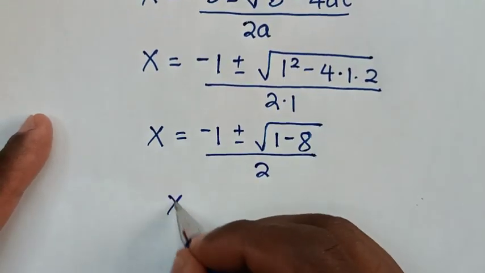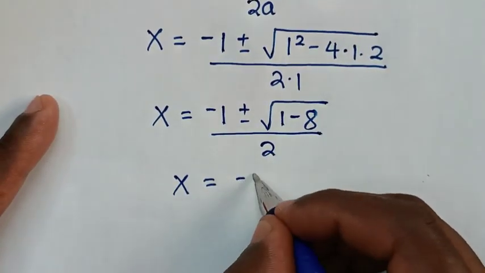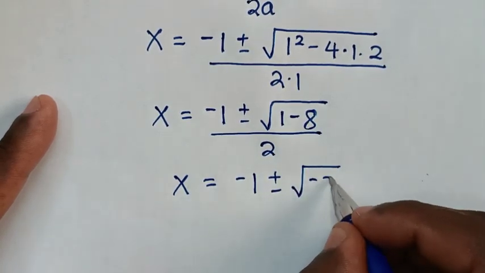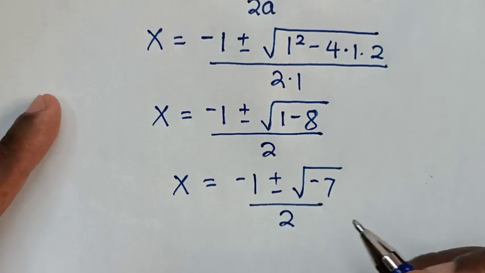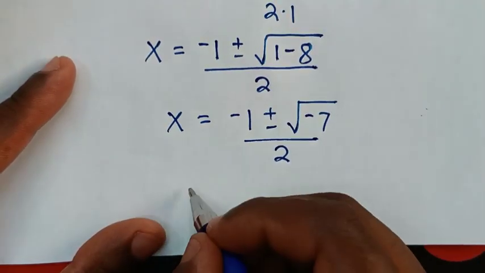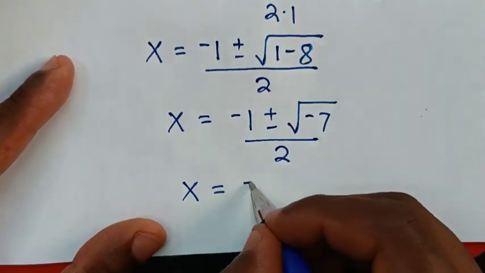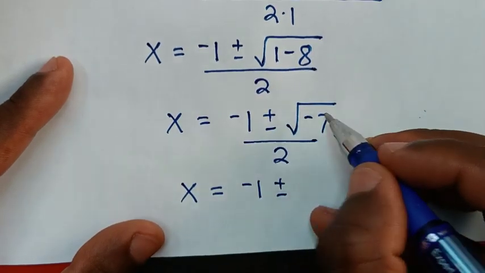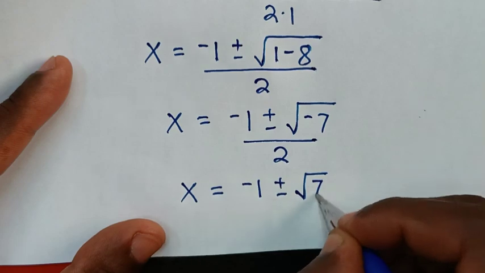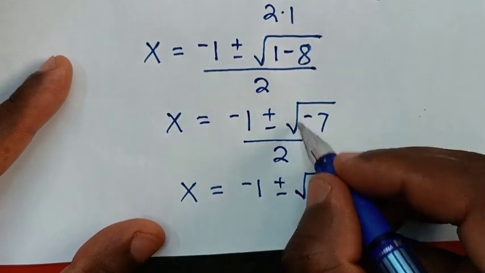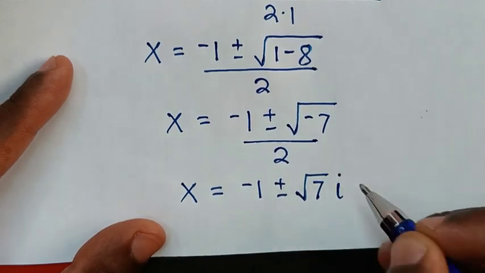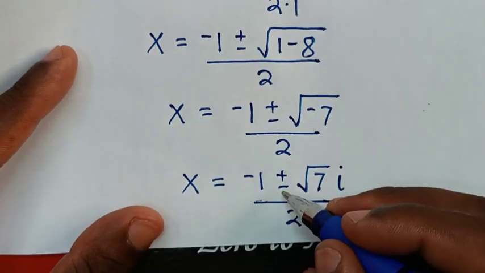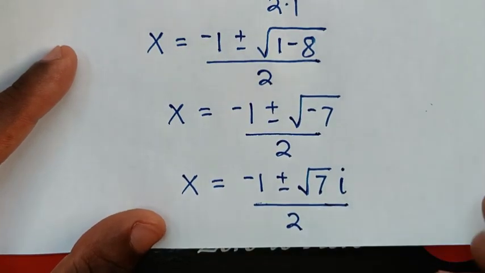Then it will be x is equal to negative 1 plus or minus the square root of 1 minus 8 is negative 7, then over 2. Then x is equal to negative 1 plus or minus the square root of negative 7, which is the same as the square root of 7 times the square root of negative 1, which is i, then over 2. Then from here we have two solutions because of plus or minus.